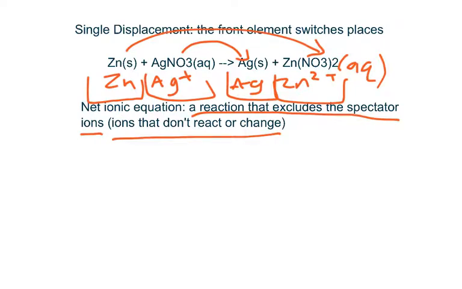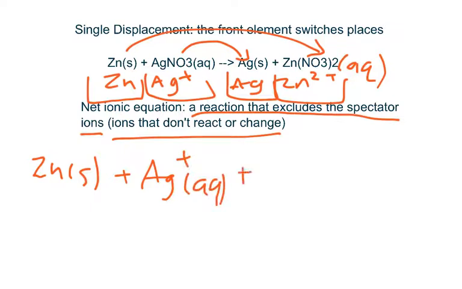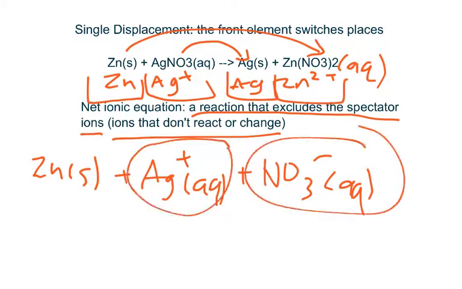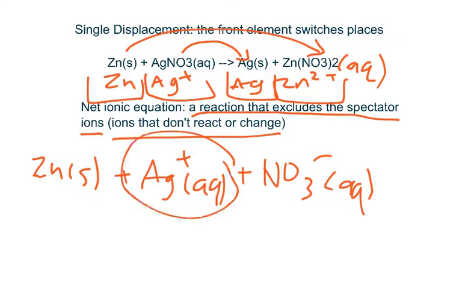So in order to write net ionic equations, we have to first know something. We have to know that when a salt such as silver nitrate enters solution and is aqueous, it is technically separated and dissociated, because in the video about electrolytes, we talked about how if a salt dissolves, it will dissociate completely. So we can rewrite that reaction as zinc solid plus silver plus aqueous plus NO3 minus aqueous. So notice how I separated the salt in its aqueous form into its separate components, because this is what is actually happening in the water. In the water, the silver cations and the nitrate anions are actually separated.